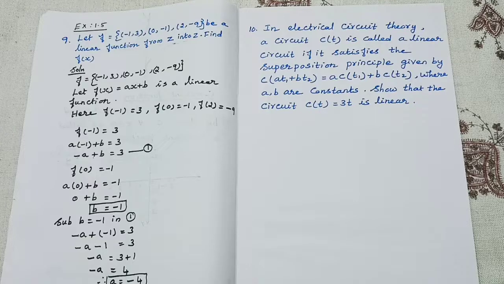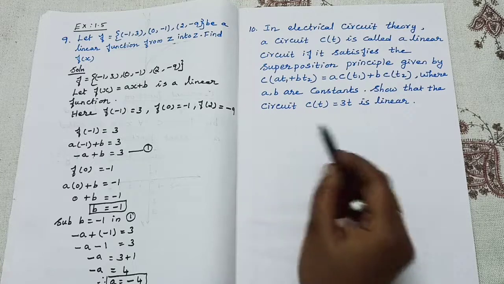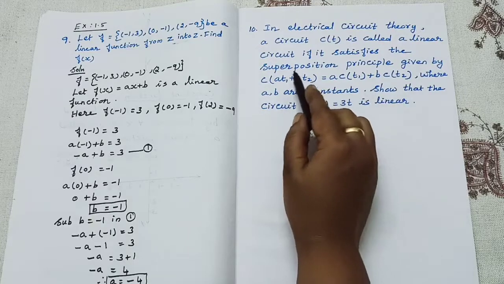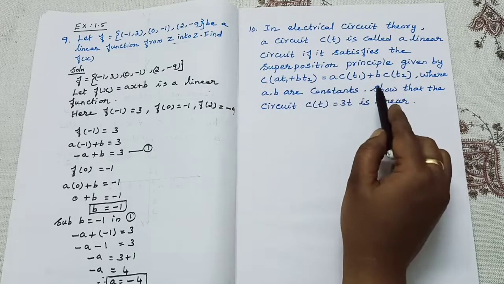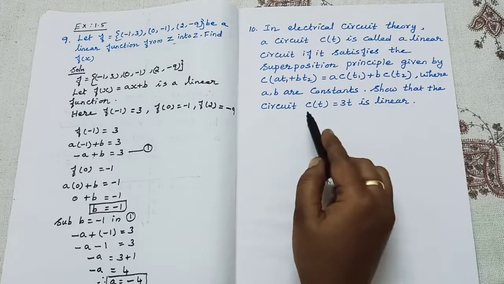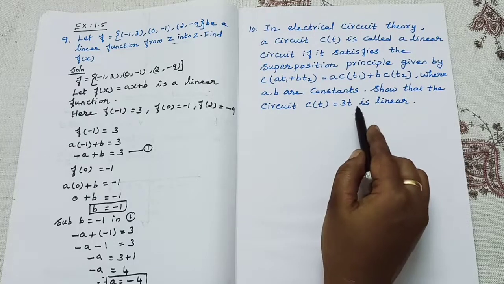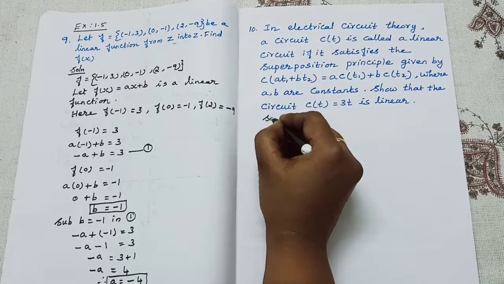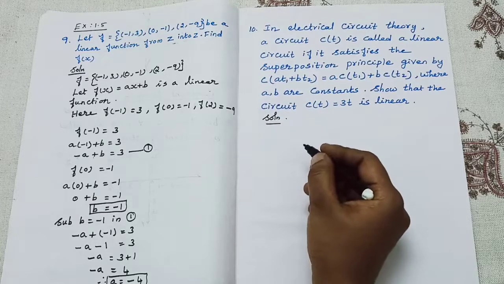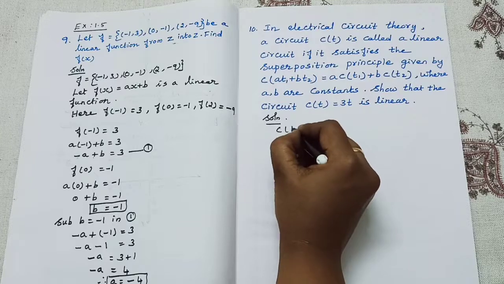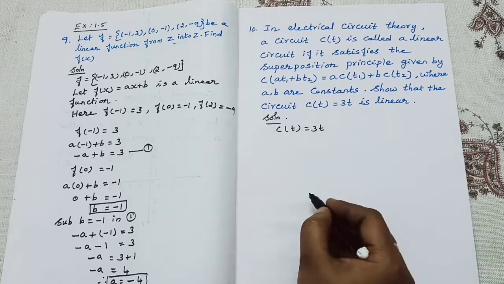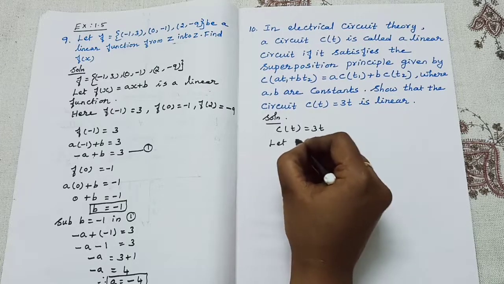Then what is given here? C of t is the linear circuit. We want to satisfy this superposition principle. This is the superposition principle. First we have to take this one equal to this answer. If we satisfy it, then we can write that C of t is equal to 3t is linear. So first of all, in the solution, what is given, we have to write C of t is equal to 3t. This one only we have to show.